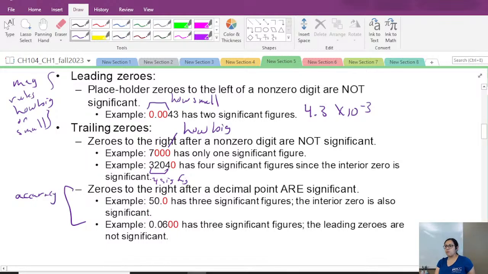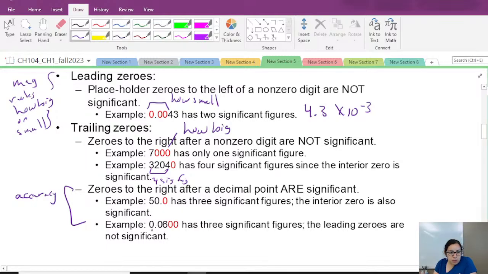So that's what I was saying, right? If it's exactly on the line, you want to report 0 after to show, yes, my glassware is that accurate. And so zeros to the right after a decimal point are significant. So 50.0, that's 3 sig figs. And of course, right, that interior 0 is now significant since we put 1 after it.